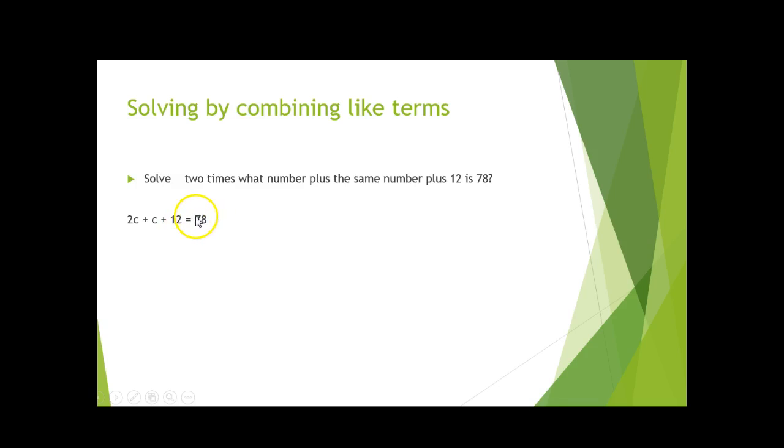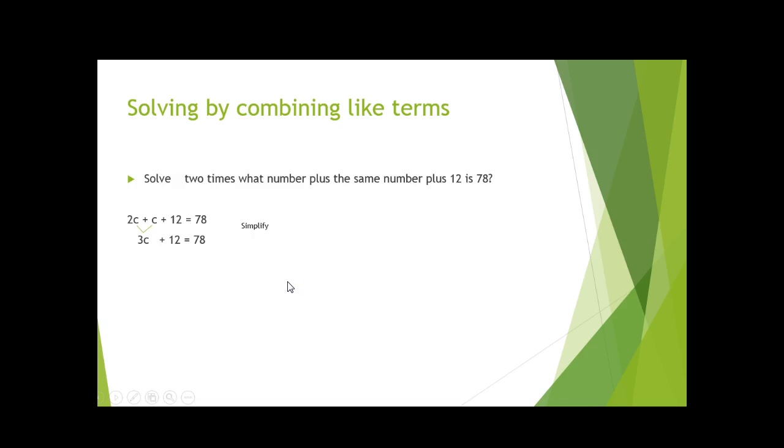Imagine they were gone. And I want you to imagine 2c plus c plus 12 is all we're doing, and you're simplifying. What would you do? You would combine like terms. 2c plus 1c is 3c. So now we have 3c plus 12 equals 78, and that's a two-step equation.